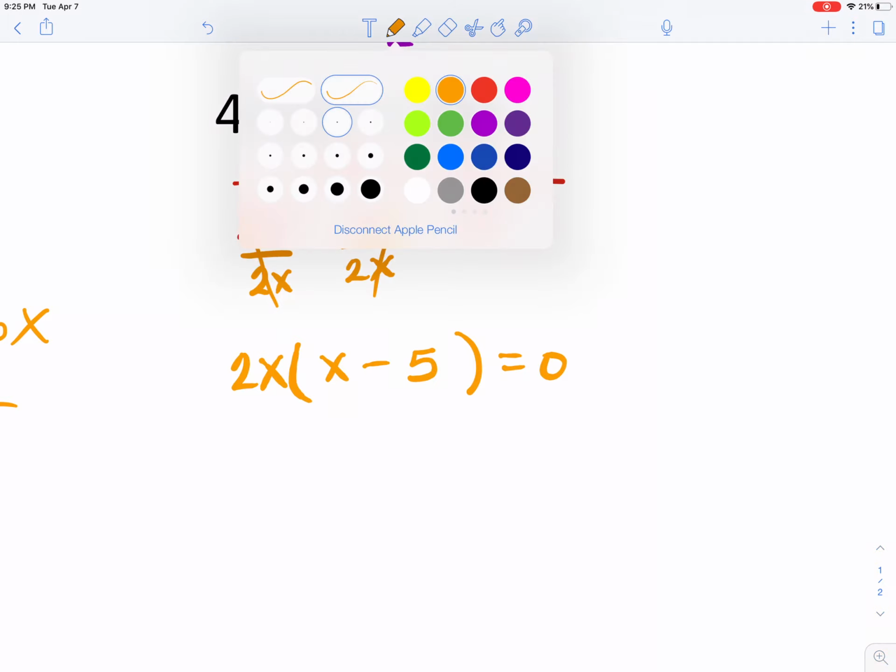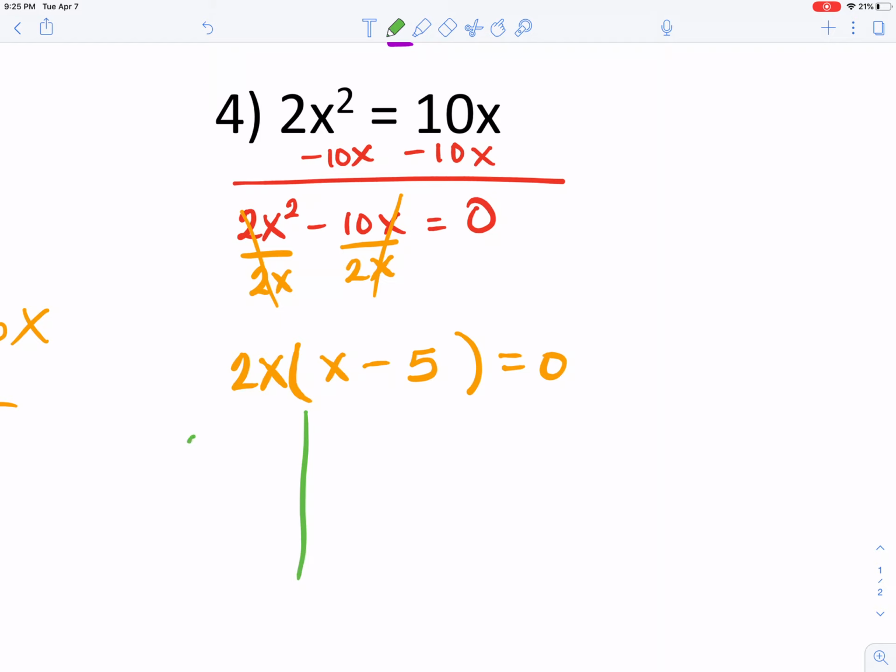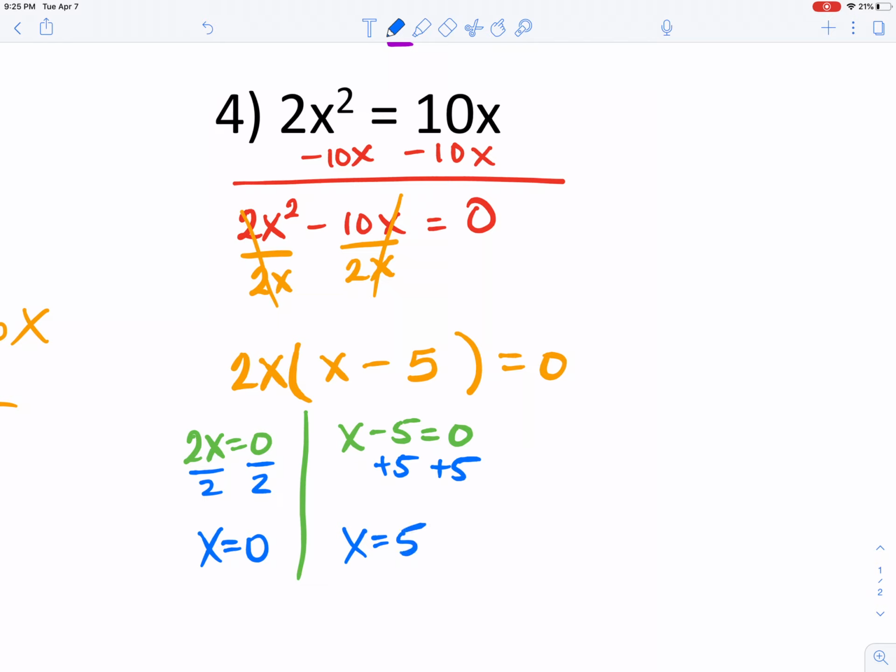So now I use the zero product property, setting 2x equal to 0 or x minus 5 equals 0. And then I solve each of these equations. Divide both sides by 2, get x equals 0. Add 5 to both sides, get x equal to +5. So your solutions are 0 and 5.